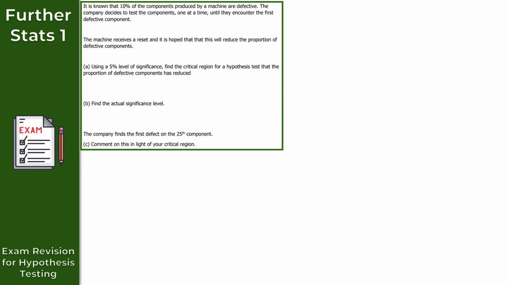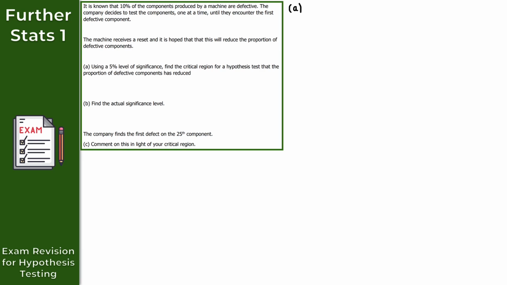So if we take a look then at one more question here, we have question 2, where it is known that 10% of the components produced by a machine are defective. The company decides to test the components one at a time until they encounter the first defective component. The machine then receives a reset, and it is hoped that this will reduce the proportion of defective components. So to start with then for part A, as it says here, using a 5% level of significance, find the critical region for a hypothesis test that the proportion of defective components has reduced.